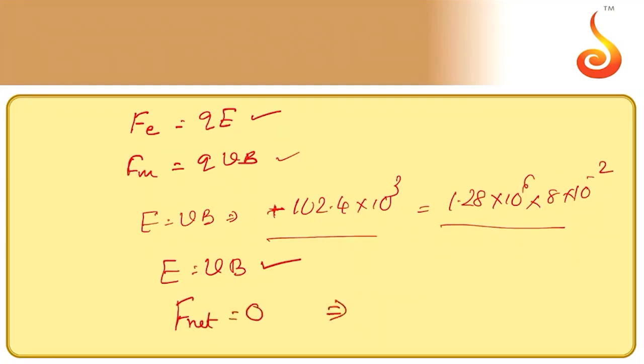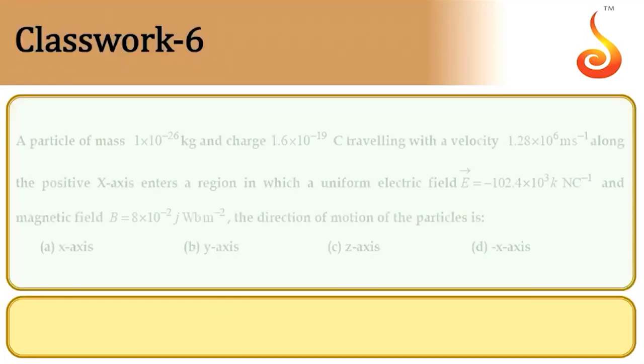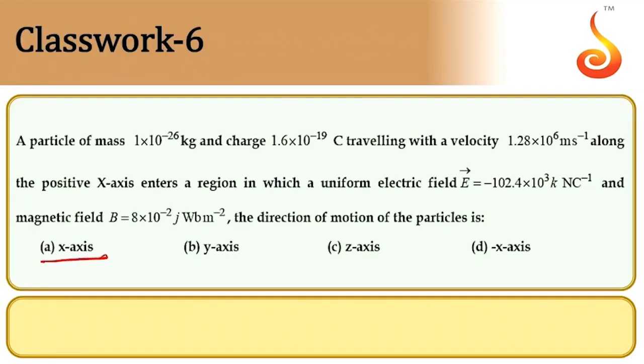If the net force is 0, the charged particle moves along the original direction, because there is no acceleration. There is no reason for it to change its path nor change its speed. So the charged particle was moving along x-axis and it continues to move along x-axis. A is our correct choice.